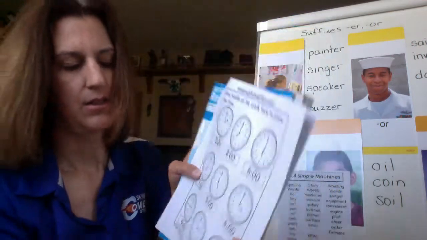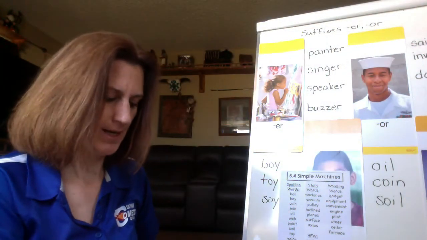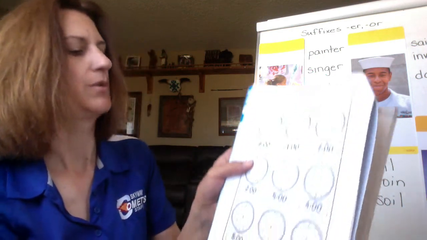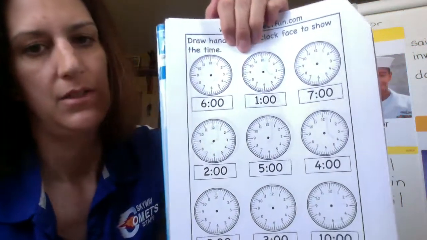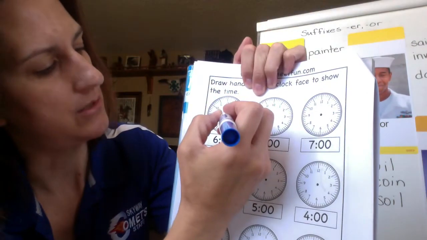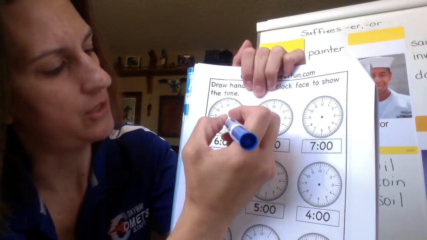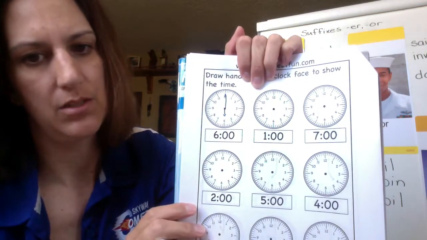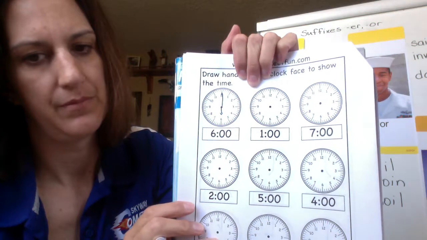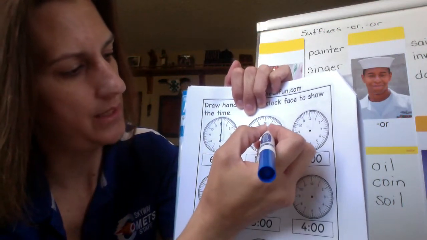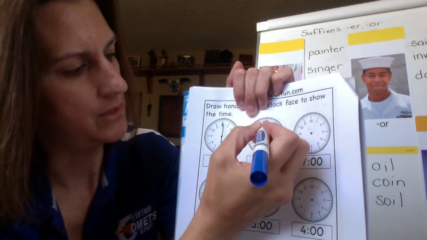All right. Okay, go ahead and turn your page and flip it over. So here we're doing the same thing. My first clock says 6 o'clock. So my digital clock says 6 o'clock, and I need to show 6 o'clock on an analog clock. Okay, next one is 1 o'clock. So my hour hand's going to go to the 1. My minute hand's going to go up to the 12.